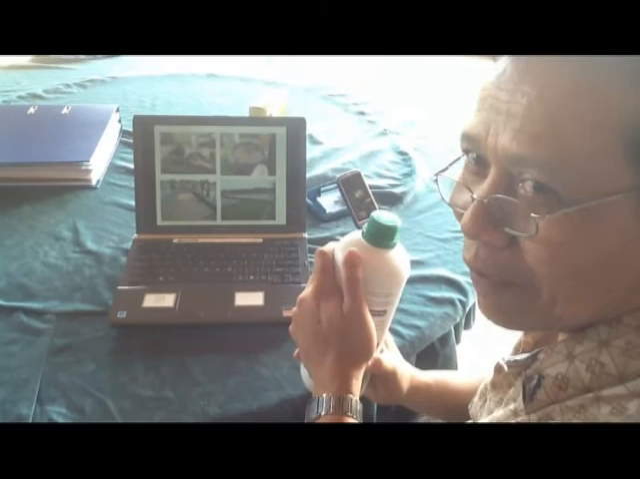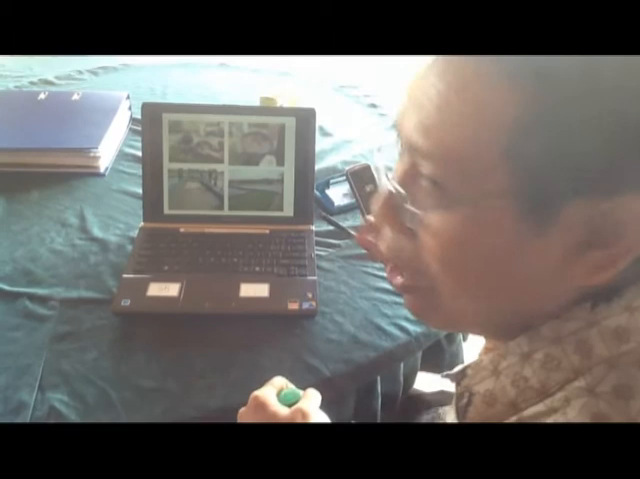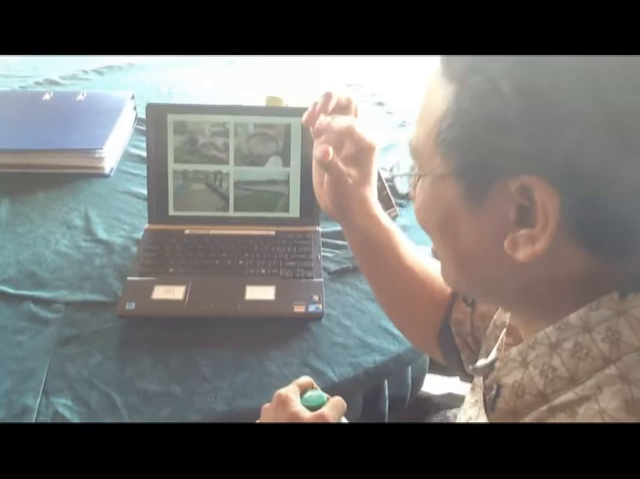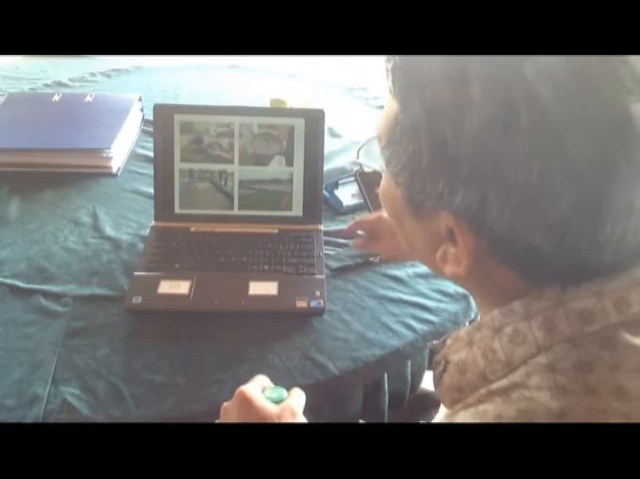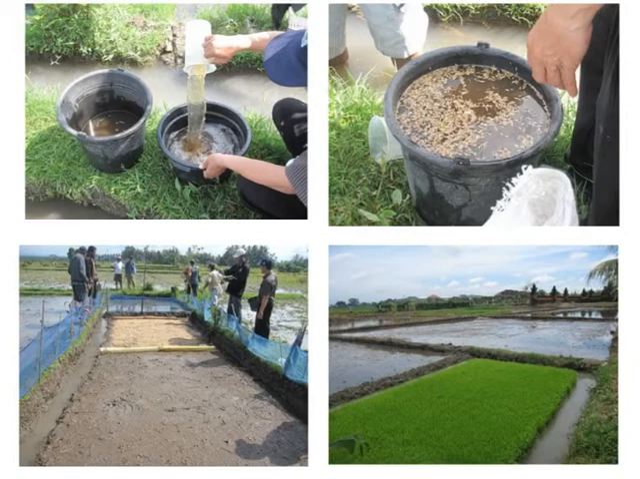We soak for 2 hours. Of course, this seed is already germinated, just slightly germinated. We soak for 2 hours, and then we sow in the seed bed. This is the seed bed, and then this grows very nicely.